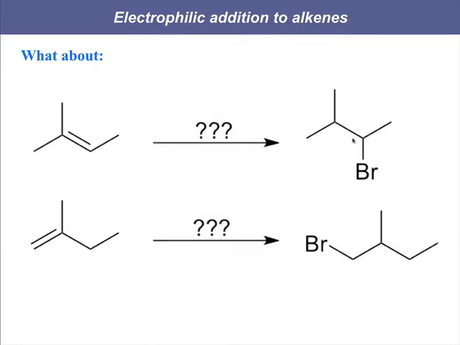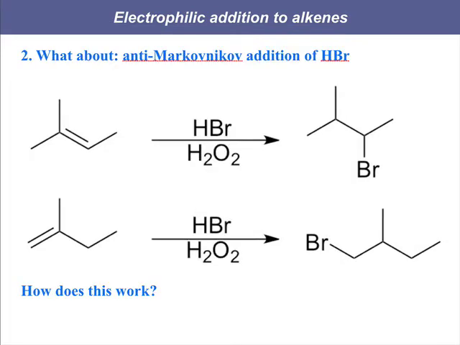This is putting the bromide on the less substituted position of this double bond. And this is putting the bromide on the less substituted position of this double bond. Wouldn't it be nice to do that? What if we had control over that? Well, it turns out that we do have control over that. There are slightly different reagents, and we call this anti-Markovnikov addition to an alkene.